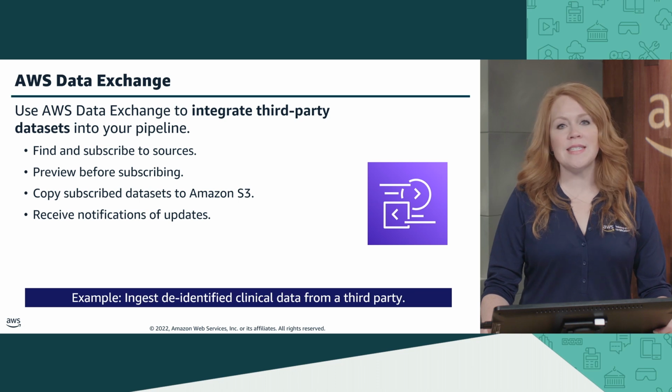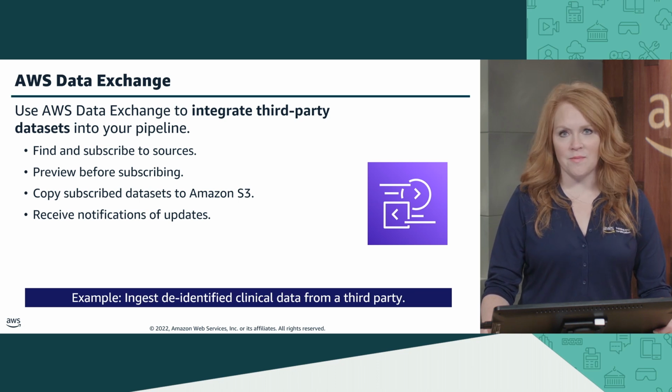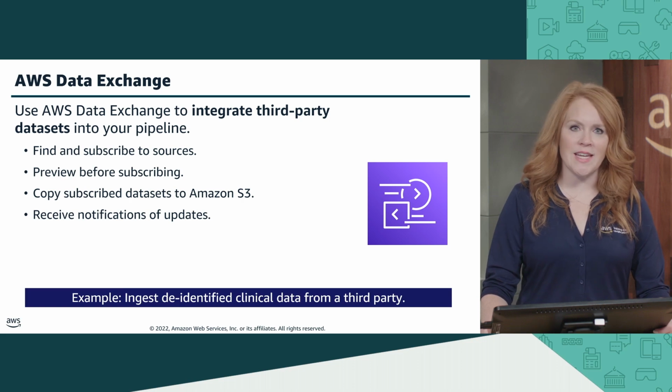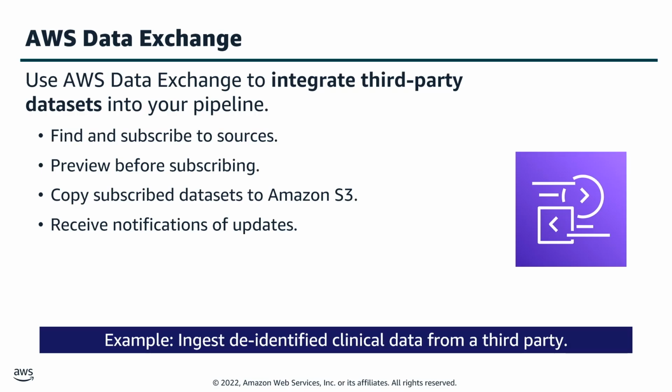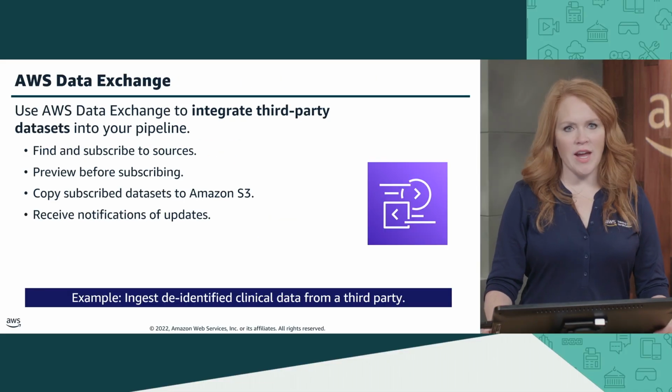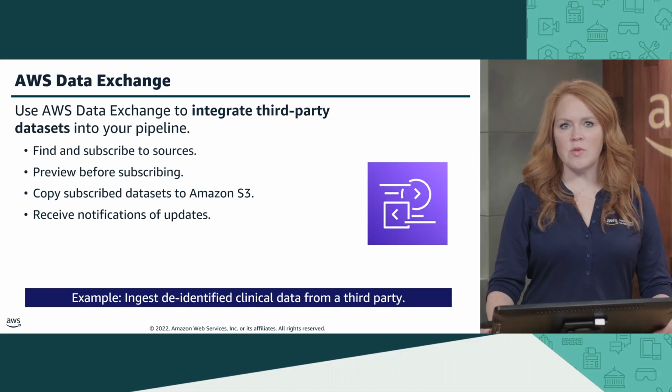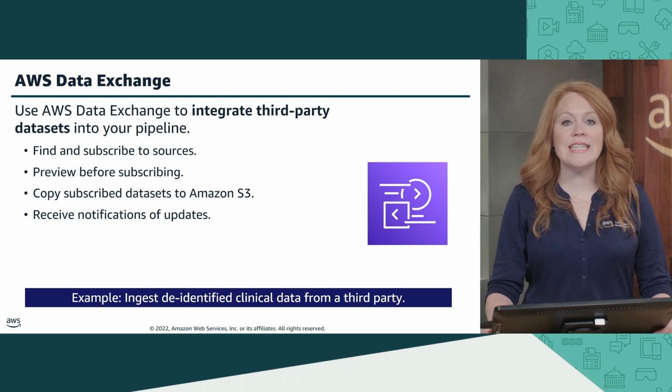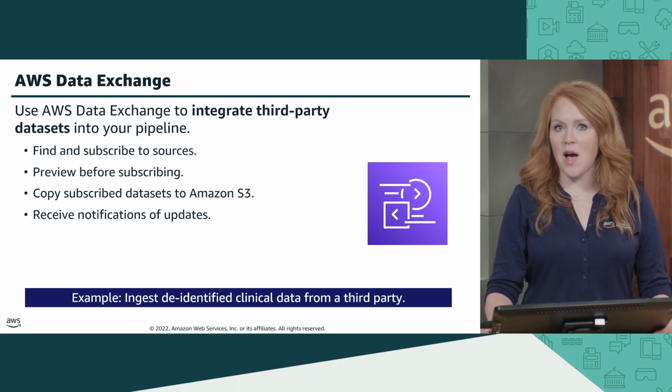Use AWS Data Exchange to integrate third-party data sets into your pipeline. You can do the following with AWS Data Exchange. Find and subscribe to sources, preview a data dictionary and sample data before subscribing, copy subscribed data sets to Amazon S3, and receive notifications of updates. An example use case for AWS Data Exchange is to ingest a data set that provides de-identified clinical data from a hospital system.